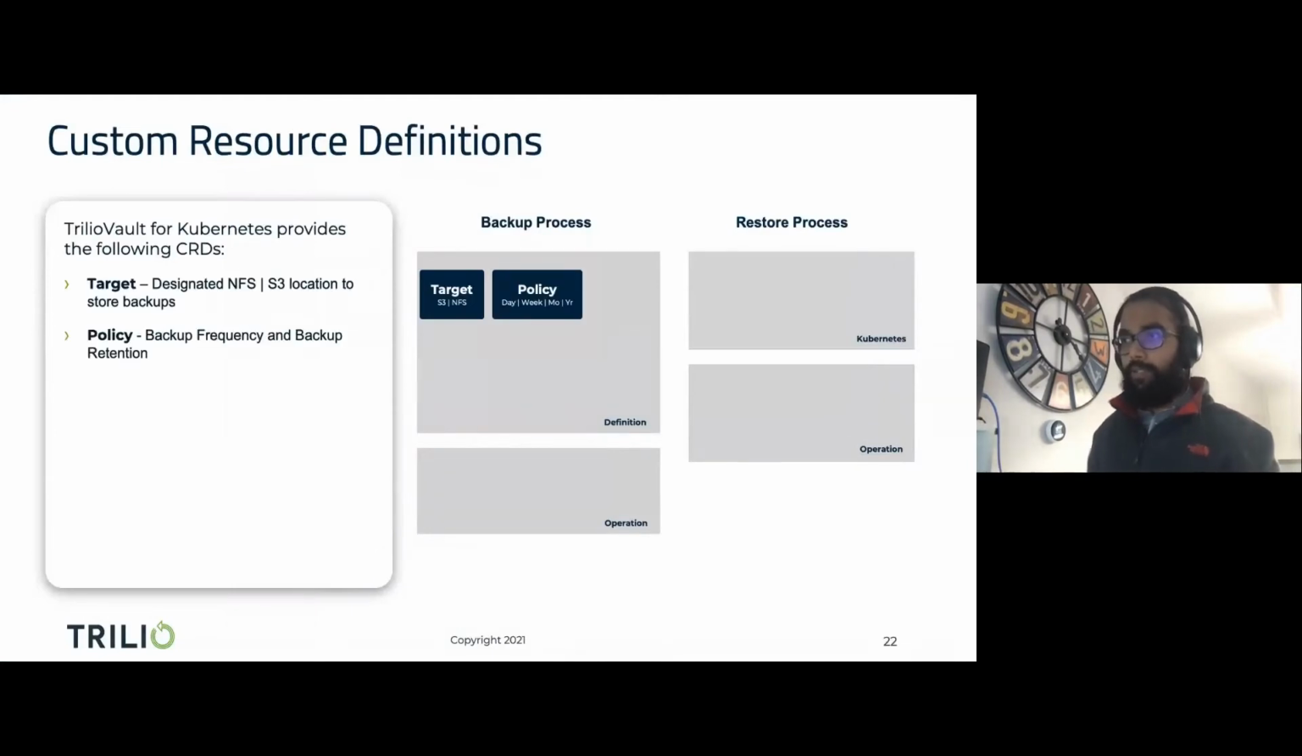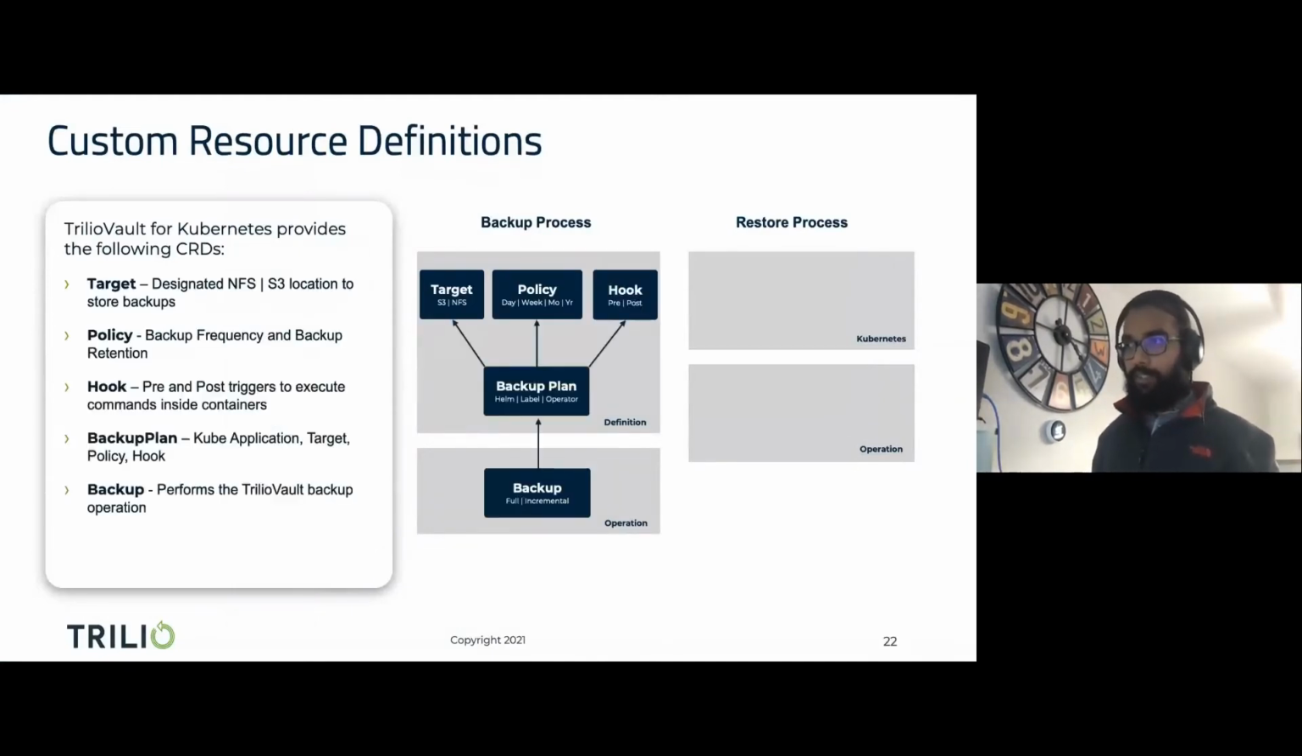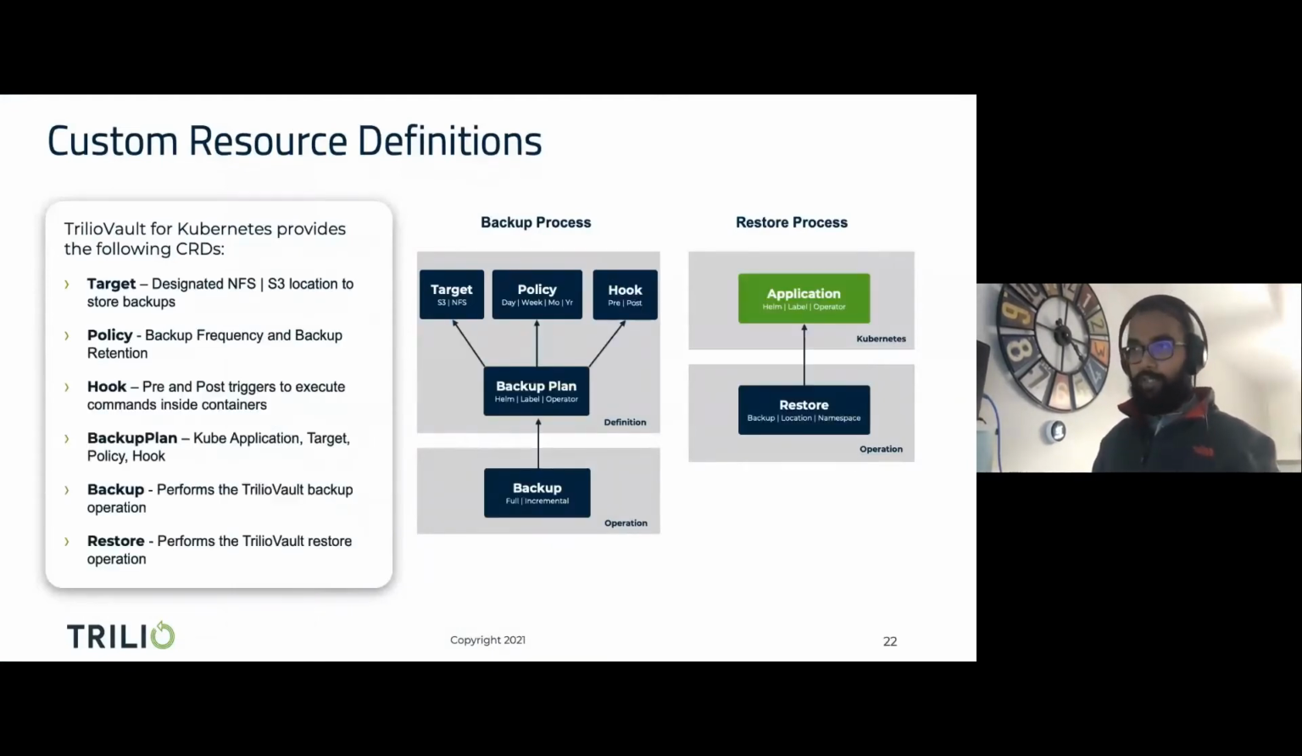Now let's talk about the custom resource definitions a little bit more and how the product works. Right at the top, there are custom resource definitions, as I mentioned, for creating targets, policies, and hooks. Targets is where the backup is stored. Policy is your automated policy to take backups or to retain backups. And then obviously you have hooks, either to extend your backup workflows or restore workflows, or to take application consistent backups.